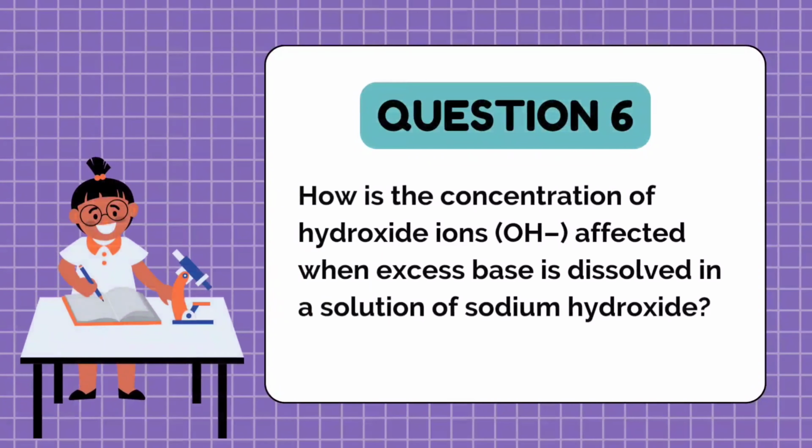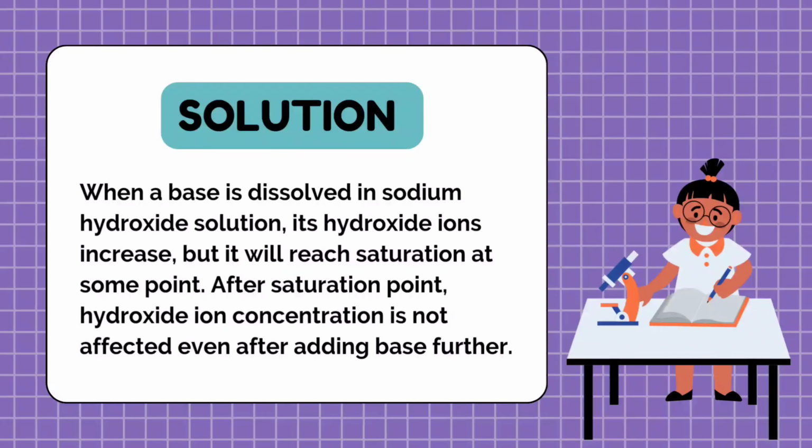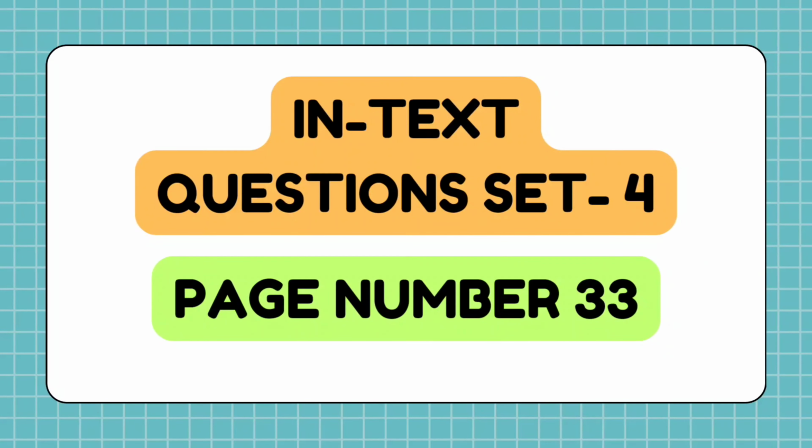Question 6. How is the concentration of hydroxide ions affected when excess base is dissolved in a solution of sodium hydroxide? Solution. When a base is dissolved in sodium hydroxide solution, its hydroxide ions increase, but it will reach saturation at some point. After the saturation point, hydroxide ion concentration is not affected even after adding more base. In-text questions set 4, page number 33.